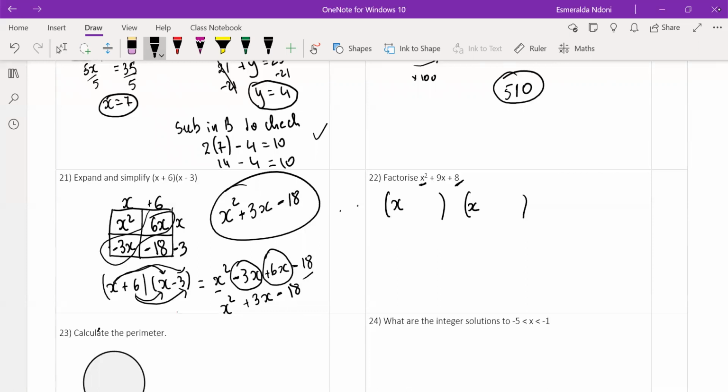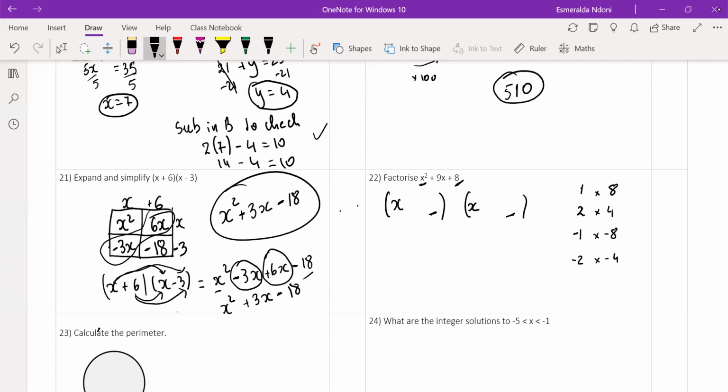Now we also know that this number here and the number there, those two together multiplied give us 8. So let's consider the possibilities. To have 8, we have 1 times 8 to give us 8. We have 2 times 4 to give us 8. Also, we have negative 1 times negative 8, they give us 8. And negative 2 times negative 4, they give us 8.